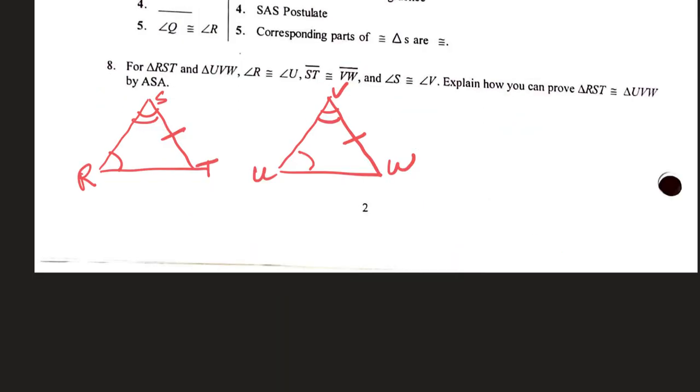For problem 8, I went ahead and constructed 2 sketches here. We have triangle RST and triangle UVW. We have angle R congruent to angle U. We have segment ST congruent to segment VW, and angle S is congruent to angle V. Now, if we're going to use angle, side, angle, we would have had to have segment RS congruent to segment UV.